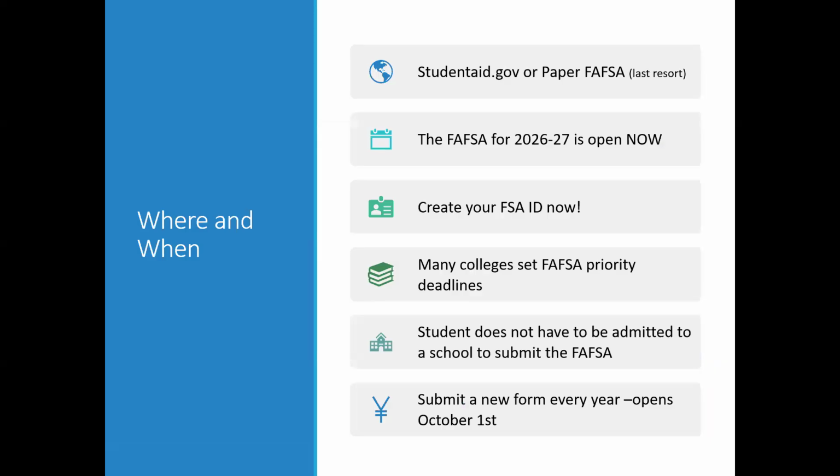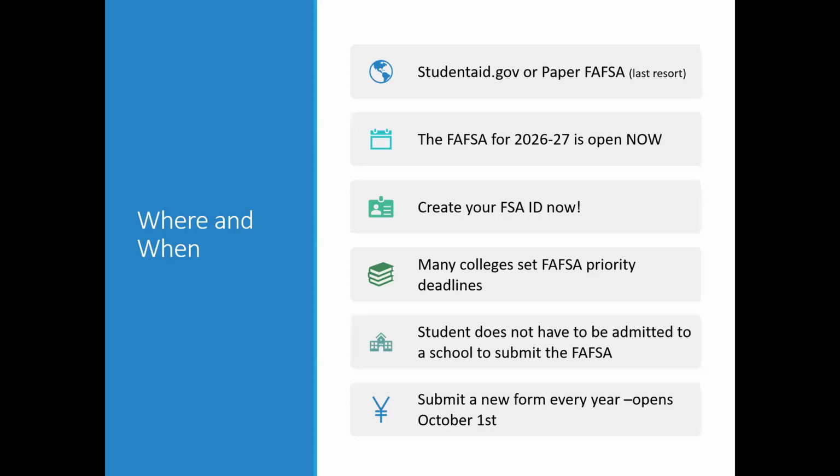So where and when do we do the FAFSA? So first of all, the where is you're going to complete the FAFSA on studentaid.gov. As a last resort, there are paper FAFSAs available, but those are only in very small cases that you want to use a paper FAFSA. The FAFSA for the 26-27 academic year is now open. So it was supposed to open up on October 1st and it opened early. It opened earlier than ever before. So it is now available for students to complete. If you haven't created your FSA ID or studentaid.gov account, now is the time to complete that.